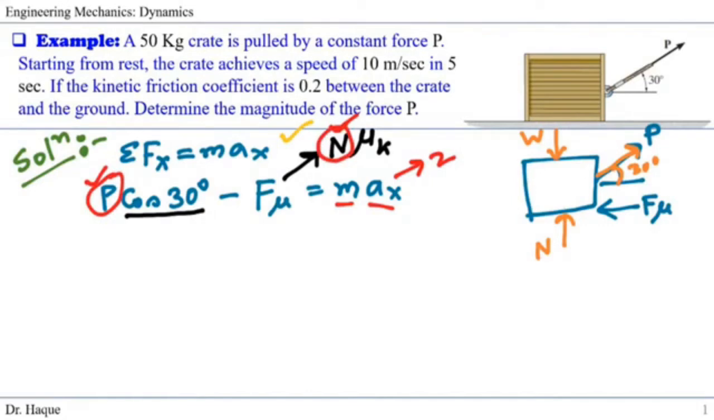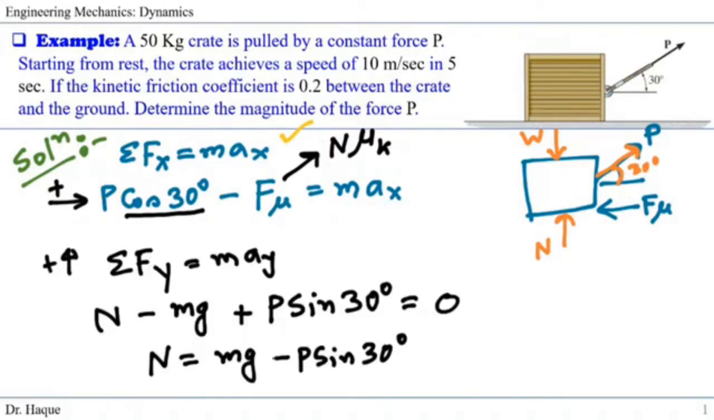Can we solve this equation? No, because one equation can solve only one unknown. To solve two unknowns, I need two equations. So what should we do now? Right, we have the other option, the summation of force in y direction.